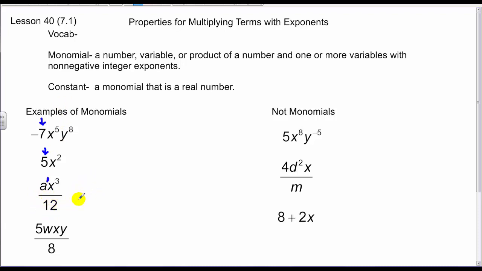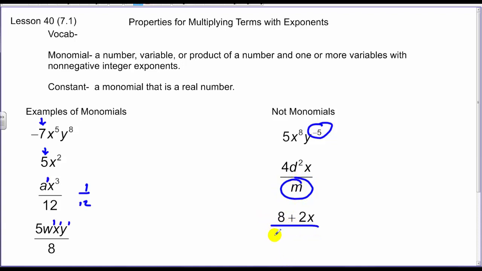Notice that in this case, the coefficient in front of this term is a 1/12. We have 5/8 here, all variables of positive exponents in this case. Notice these are examples of terms that are not monomials. This is not a monomial because I have a -5 as my exponent. This is not a monomial because I have a variable in the denominator.